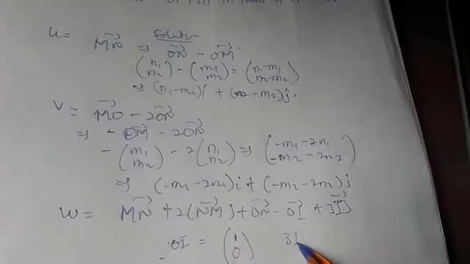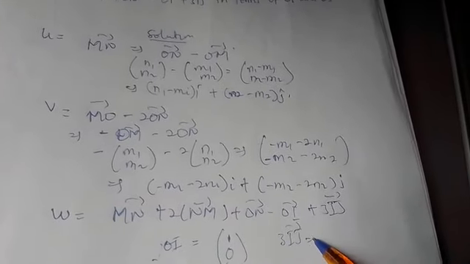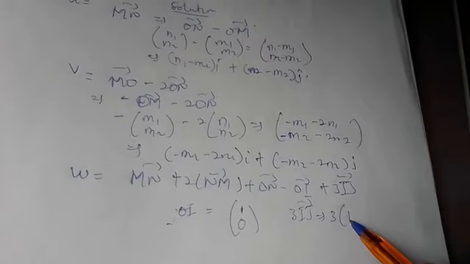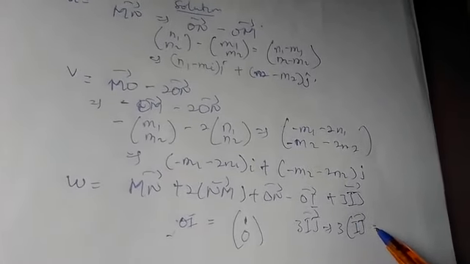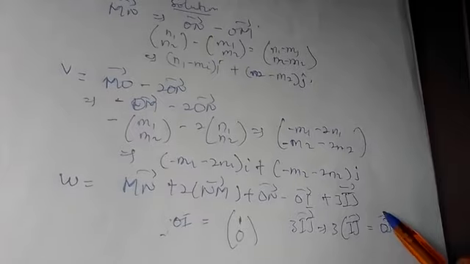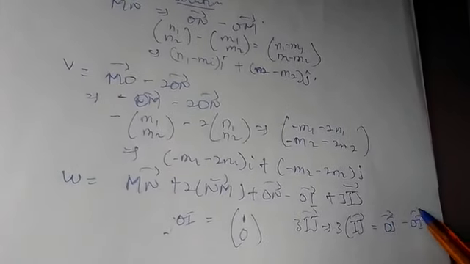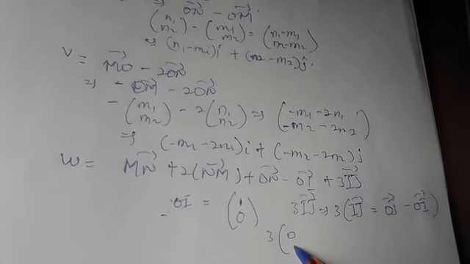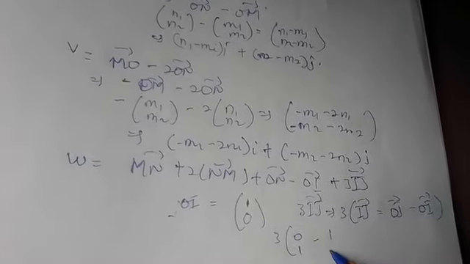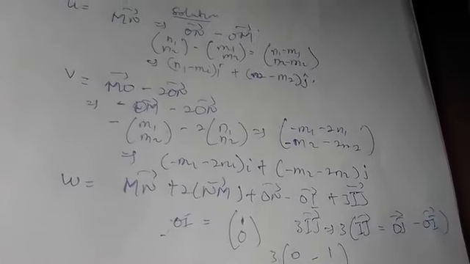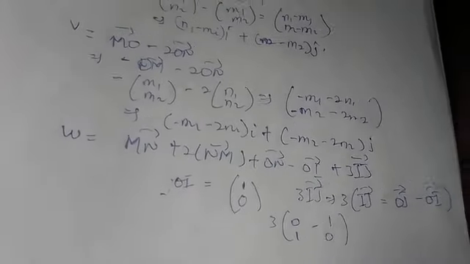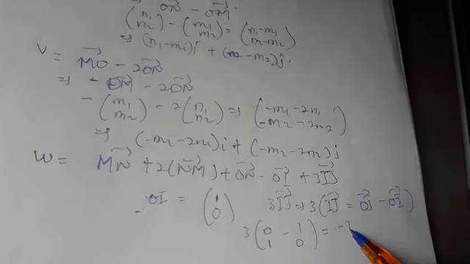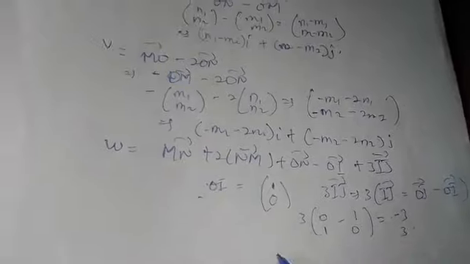Then my 3IJ is simply equal to, now let me take the 3 out. If you have IJ as a vector, it's the same as OJ minus what? OI, like this. So 3 open brackets, my OJ is the same as (0, 1) minus (1, 0) OI, like that. So what do I get here? I'm going to get, this will give me negative 3, this will give me 3. So therefore I make my substitution.